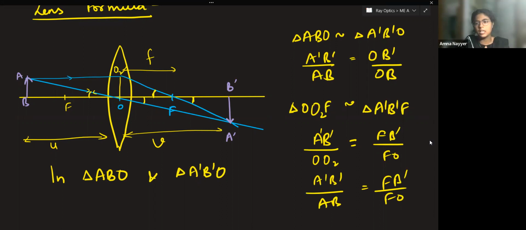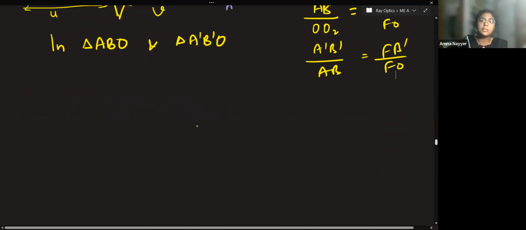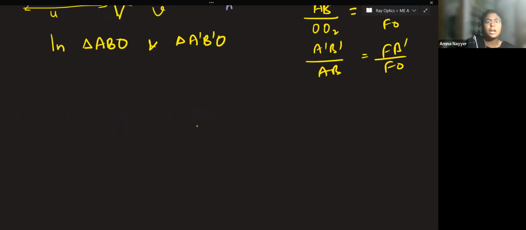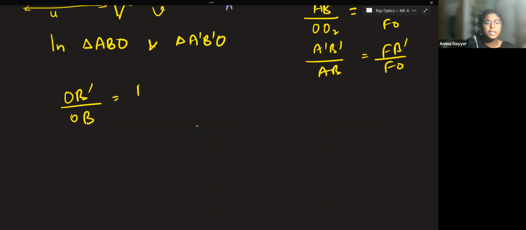Understand? Now see, you can equate both these equations because A dash B dash by AB is equal in both of these. So if you equate, you are left with OB dash by OB, and from here you are left with FB dash by OF, right? These points we are left with.